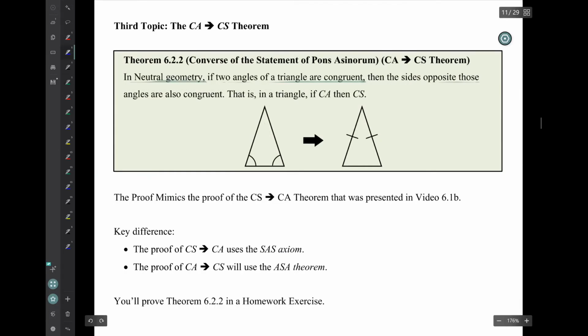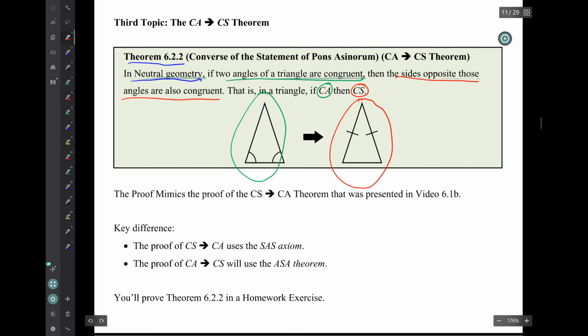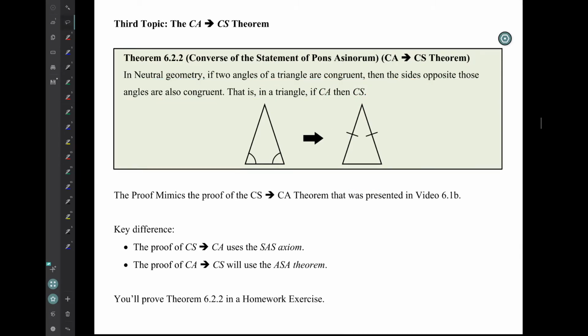Our third topic for the video is the CA-CS theorem. Theorem 6.2.2 says, in neutral geometry, if two angles of a triangle are congruent, that is, if CA, then the sides opposite those angles are also congruent, that is, then CS. Here's an illustration. This picture shows a triangle with two congruent angles. This picture shows the same triangle with the sides opposite those angles also being congruent. You'll prove this theorem in your homework.